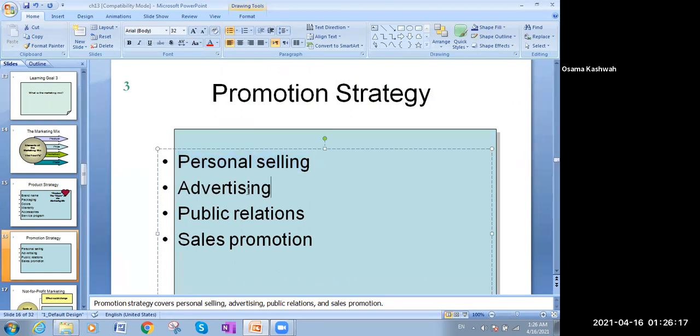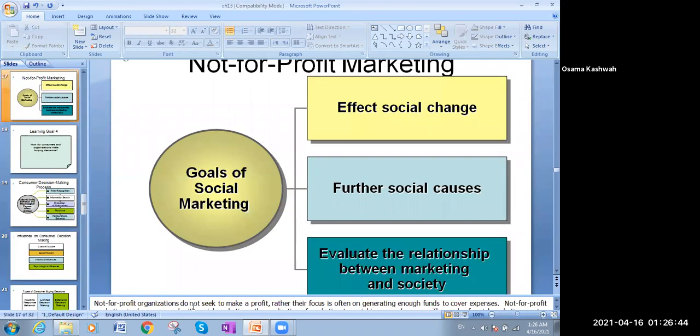Advertising, this is another strategy. They can make advertising in any media, like TV or the internet or websites. Public relations is the third one. Then sales promotion. Sales promotion is like when you give a discount for buying, for example, buy two and get the third free. This is a kind of sales promotion.